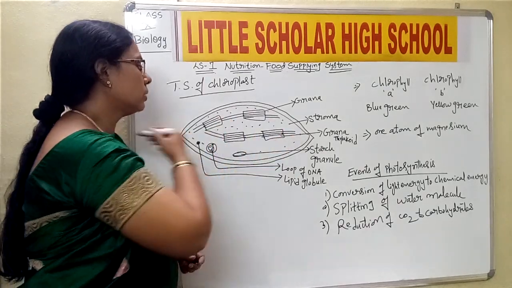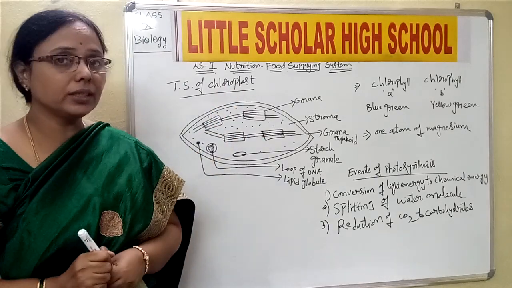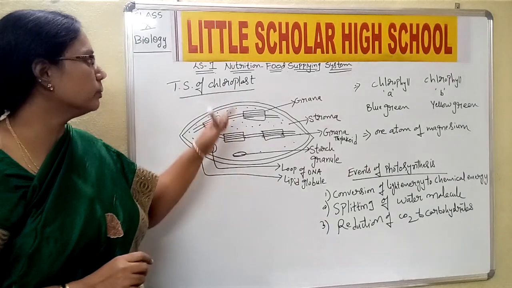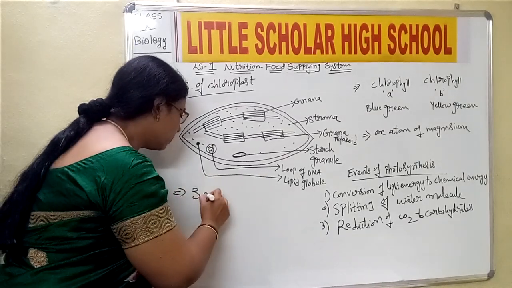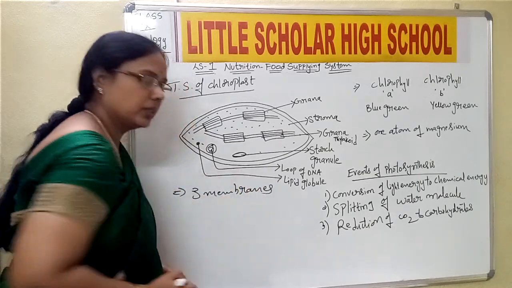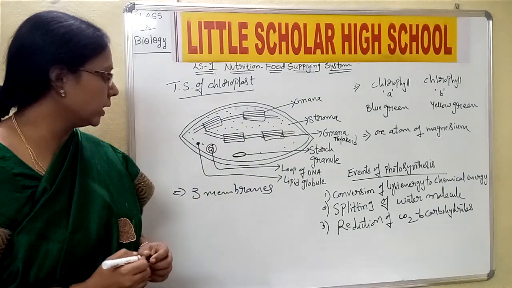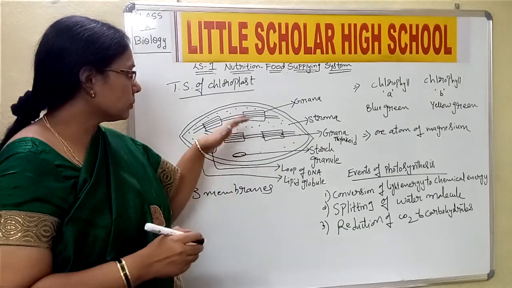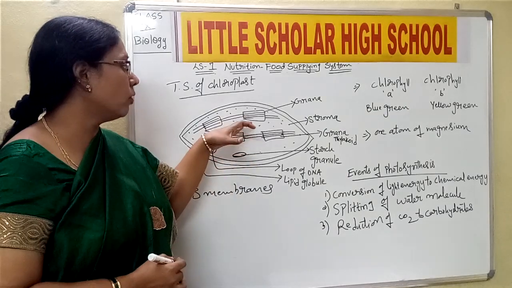When you look at this structure, children, the chloroplast is a membranous structure. How many membranes are there? It is made up of three membranes. As you see, 1 and 2. Now what is the third membrane? The third membrane gets stacked. It is stacked in the form of grana.